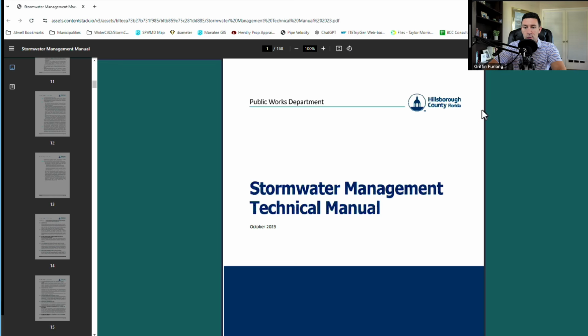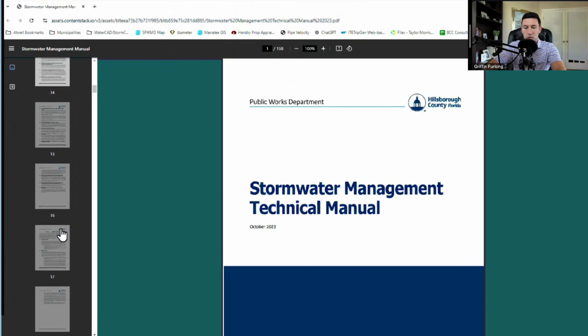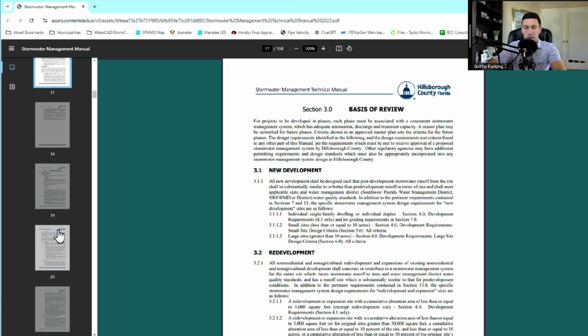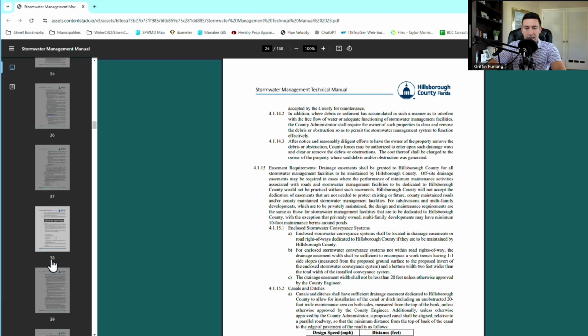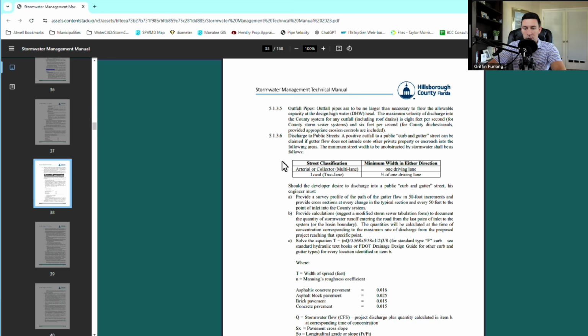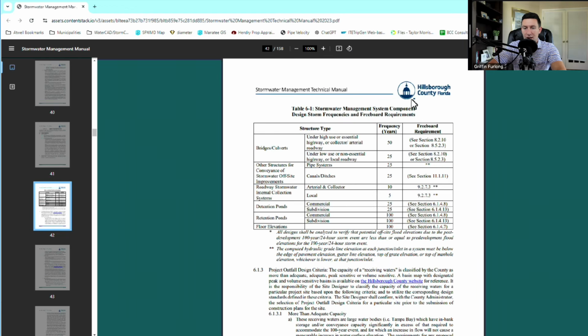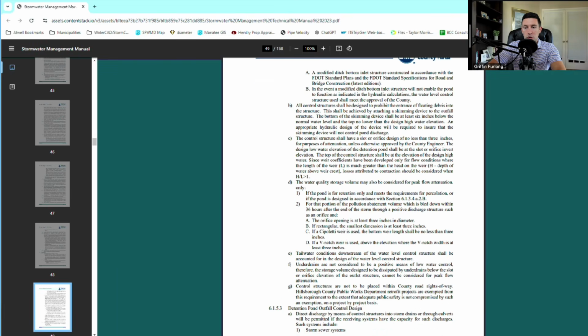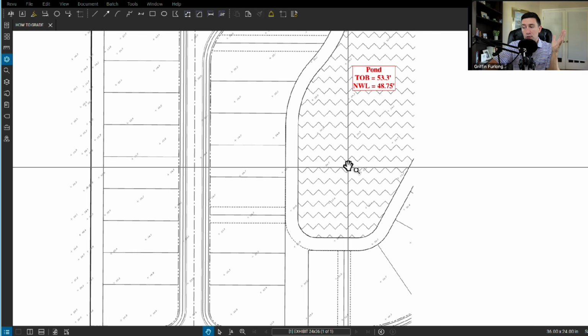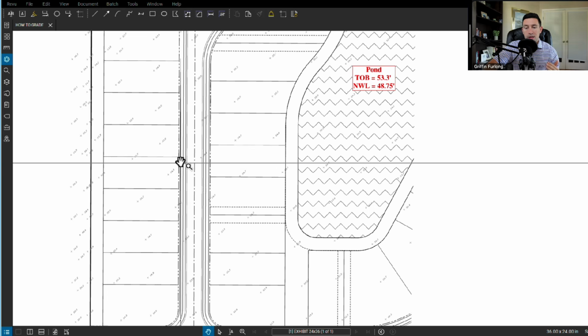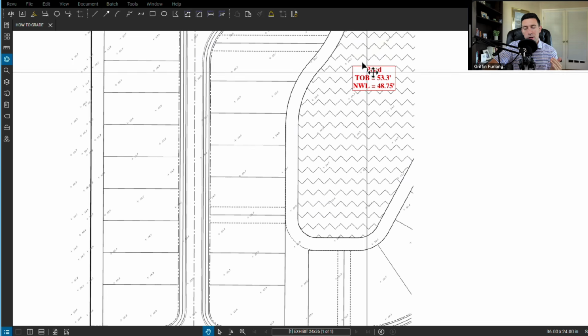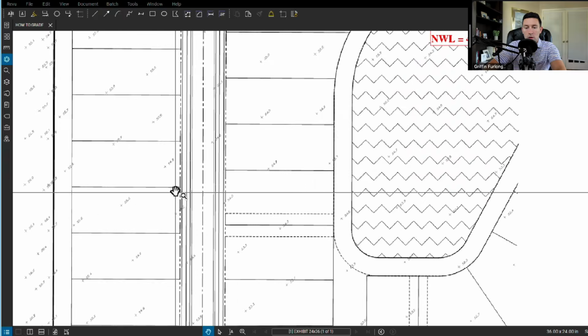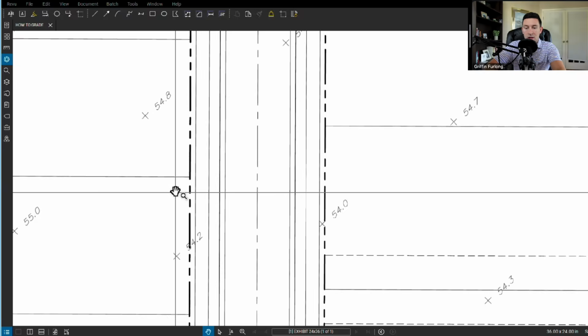Now, let's just say if we were working in Hillsborough County, Florida, I happen to work in that county a lot, you would have to go through this stormwater management technical manual, and there's a lot of great information in here. And there's typically tables about how you actually set your roads. You have your design storm frequencies. I'm not going to go searching for that. I'm just going to tell you that for this example, the minimum edge of pavement grade has to be from your design high 25 elevation plus half a foot. Now, what am I meaning by that? So let's take a look at some of these lines here.